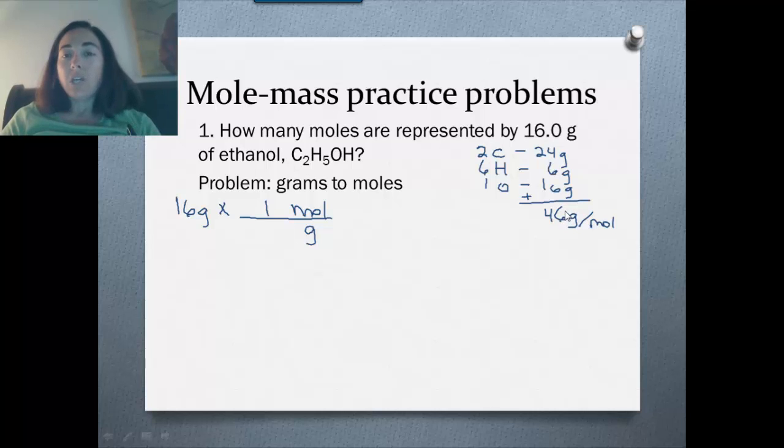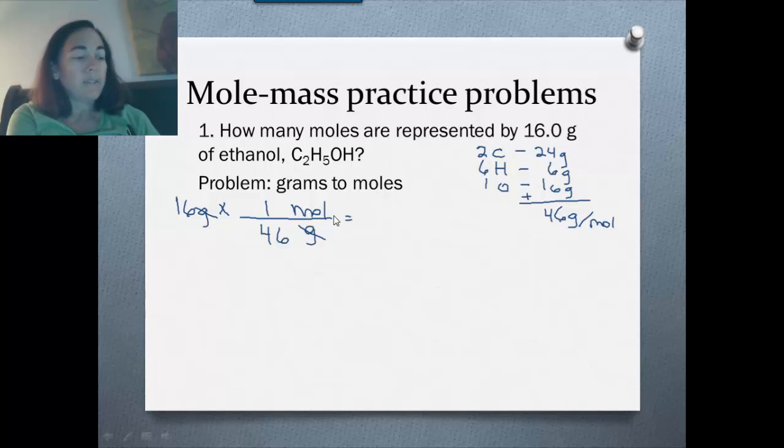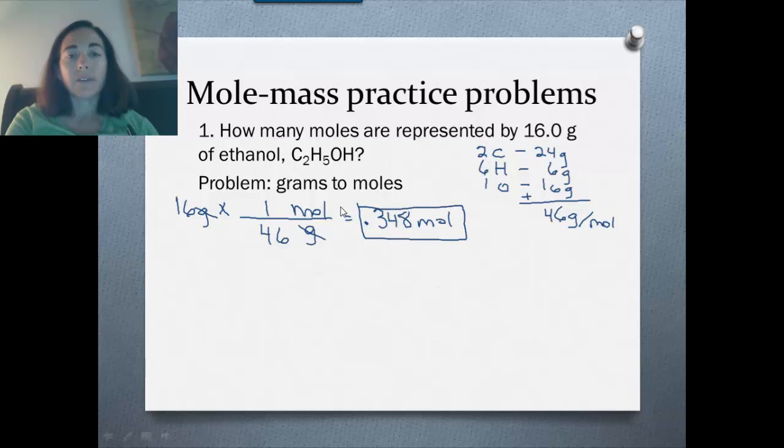Alright, so let's plug that in right there. Grams cancels with grams, and when I work that out, it's going to be 16 times 1 divided by 46, and I get 0.348 moles. Okay, so that's the answer for that one. Convert 16 grams of ethanol to moles and you get 0.348 by using that molar mass. Let's try another one.